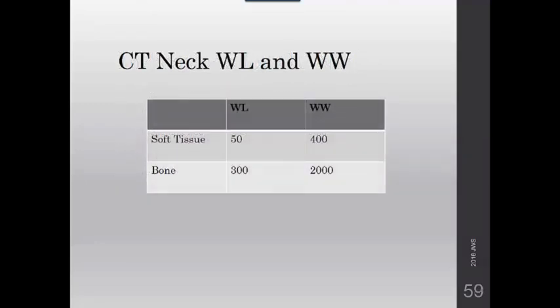The window level and window width for CT neck will include a soft tissue window of about a window width of 400 and a window level of 50. The bone windows are going to be a window width of 2,000 at a window level of 300. We typically don't turn in bone windows, but you may be at a facility that does.